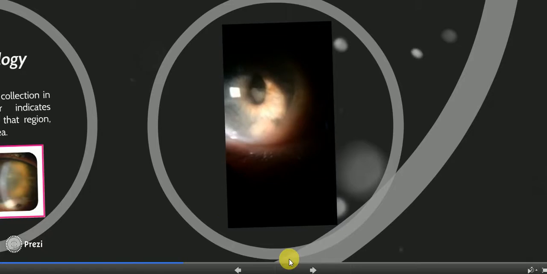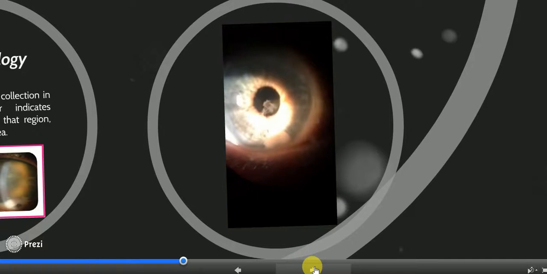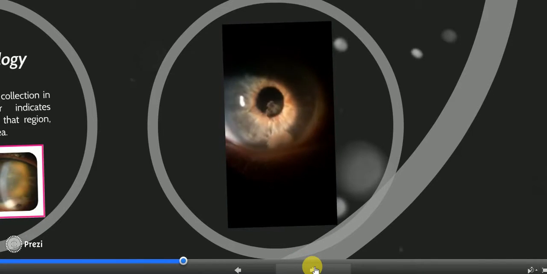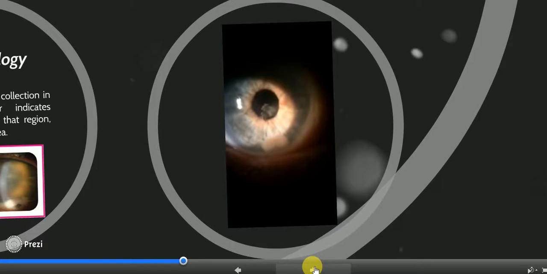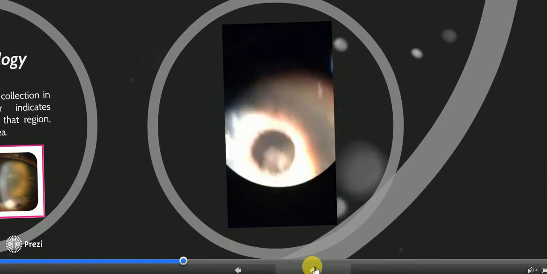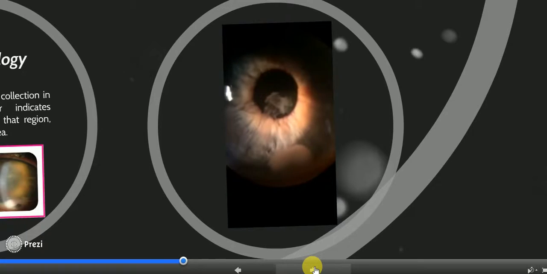Now move your eye just a little bit, and then straight. And blink.